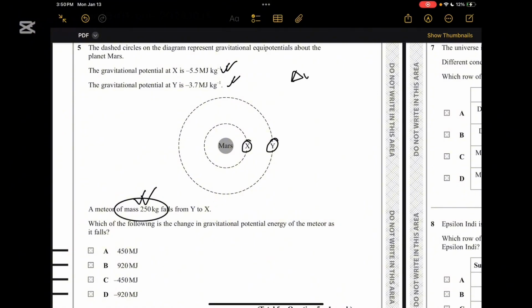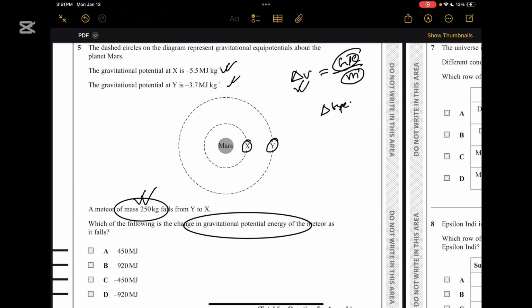We know delta V, the gravitational potential, is equal to GPE divided by mass. Gravitational potential energy per unit mass is the gravitational potential. So they have asked in our question the change in gravitational potential energy. We can say our delta GPE is equal to mass into delta V. They have asked which of the following is the change in potential energy as the meteor falls from y to x.